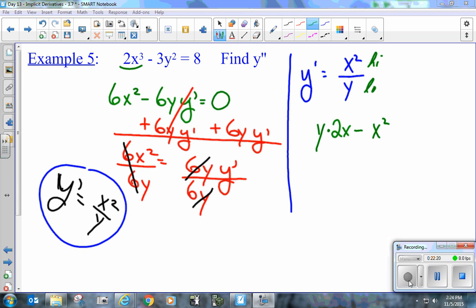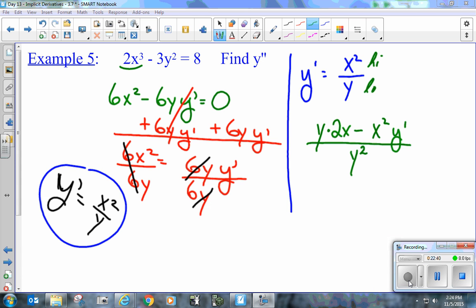So now look, that's y. I can't make that double prime. The derivative of y is still just y prime. The derivative of x squared is 2x. So this is just y prime, all over y squared below.